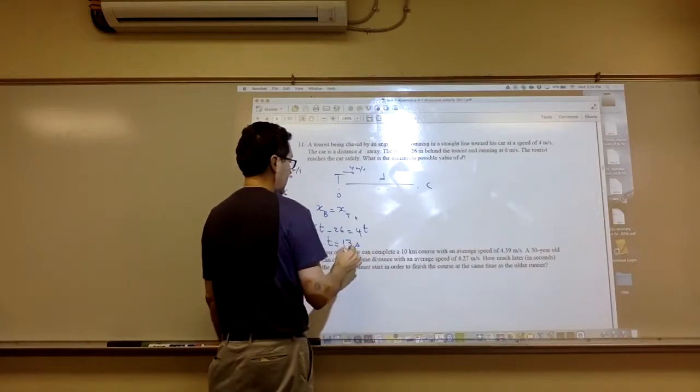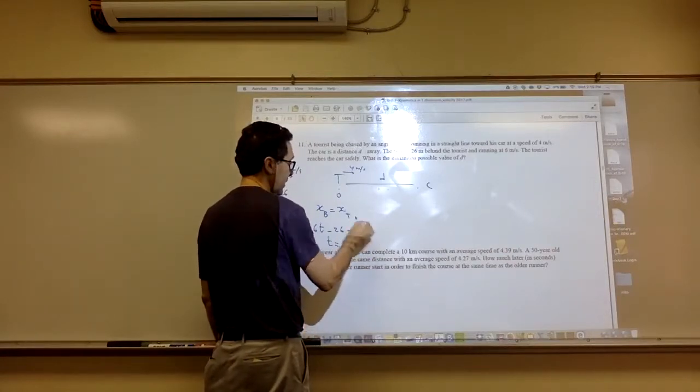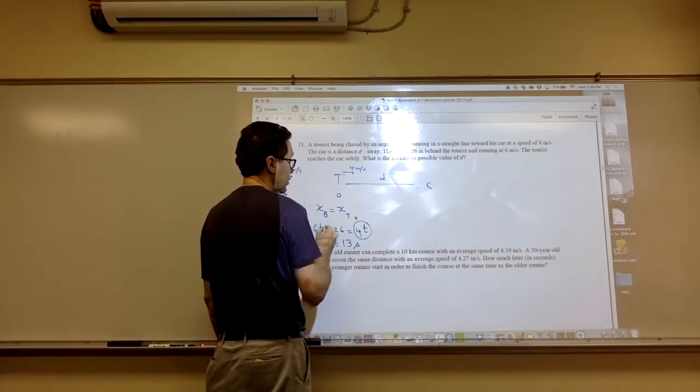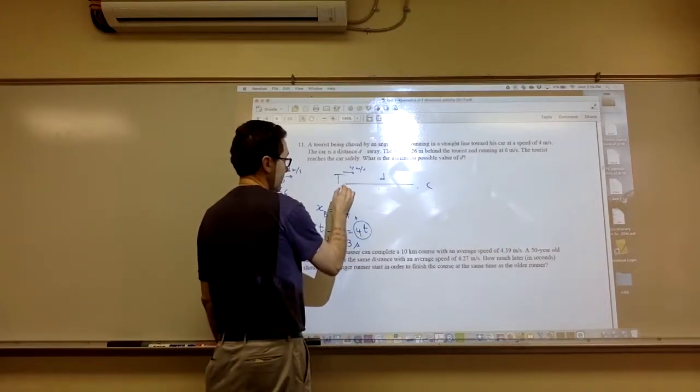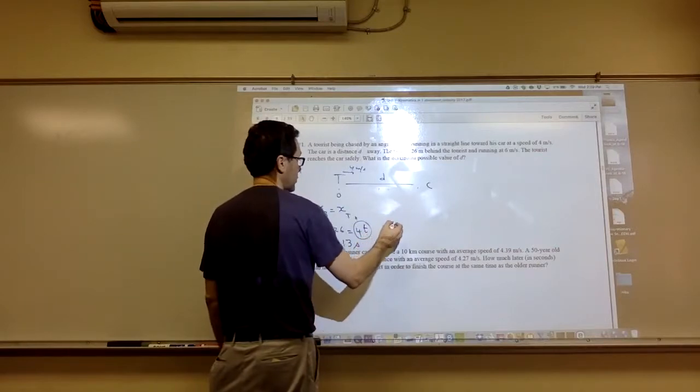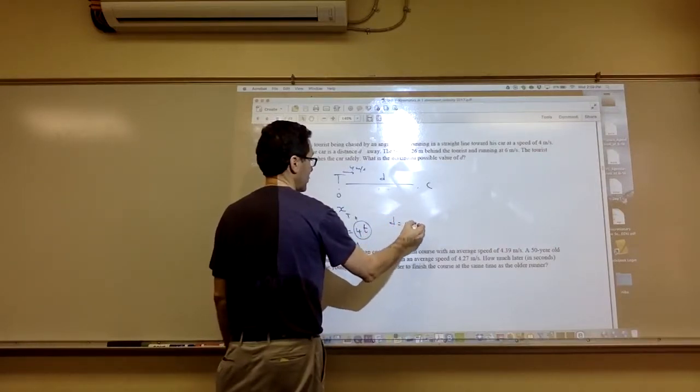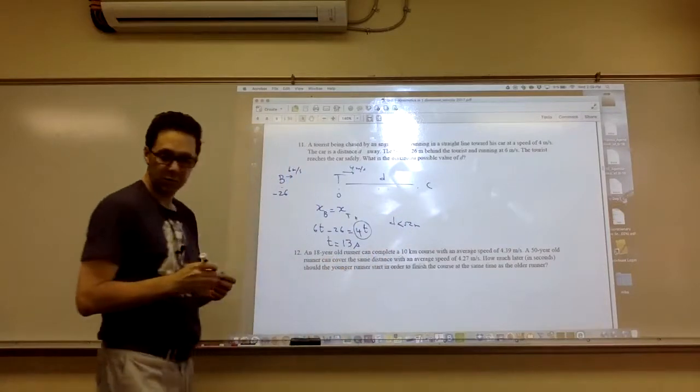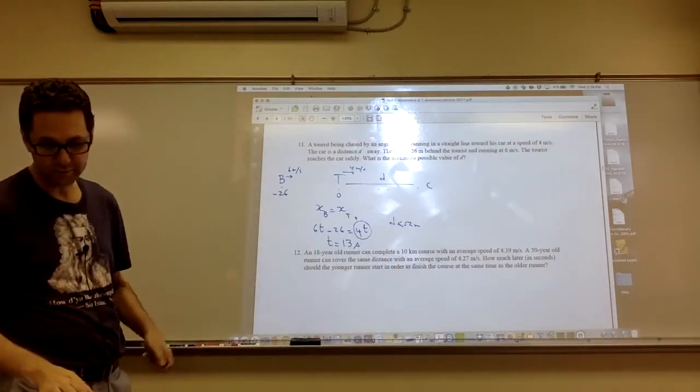Then I just take that 13 seconds and plug it in for the position of the tourist, basically where they're going to be after 13 seconds. So the d should be 52 meters. So technically, it should be less than 52 meters.